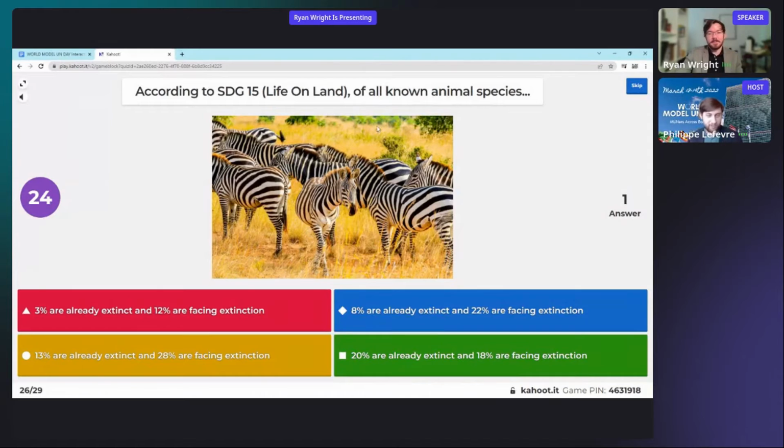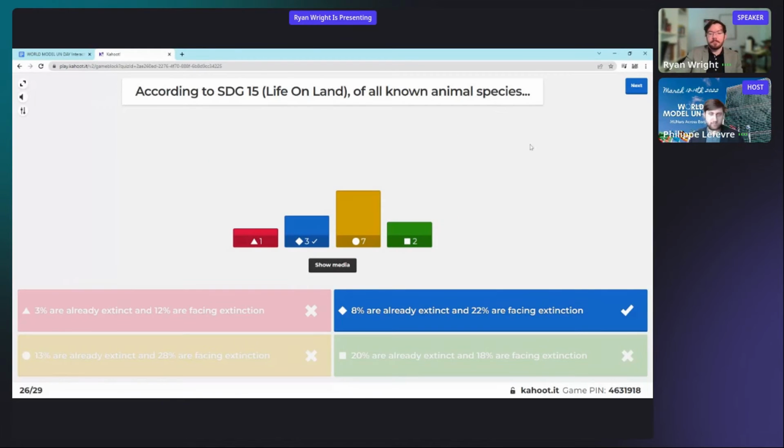SDG 15, life on land. Of all known animal species, 3% are extinct and 12% are facing extinction, or 8% are already extinct and 22% are facing, or 13 are already and 28 are facing, or 20 are already and 18 are facing. Another kind of tricky, either you do or you don't know what's going on here. And it is 8 are already and 22 are facing, which is better than the 13 and 28, but still not good.